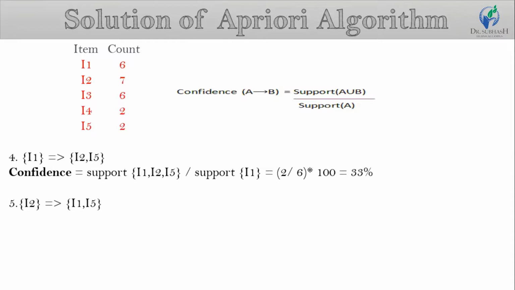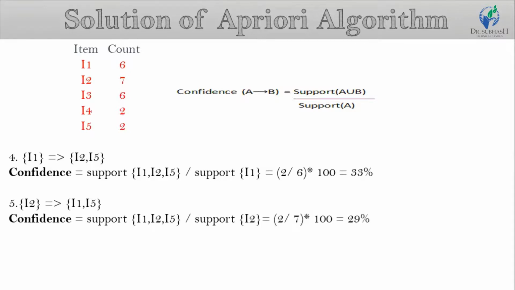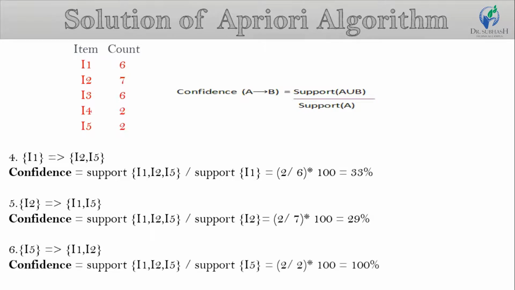Now next is I2 implies I1, I5. So confidence is equal to support I1, I2, I5 divided by support I2. So answer is 29%. Now next is I5 implies I1, I2. So confidence is equal to support I1, I2, I5 divided by support I5. So answer is 100%. So this way we have find out confidence with these two pairs.